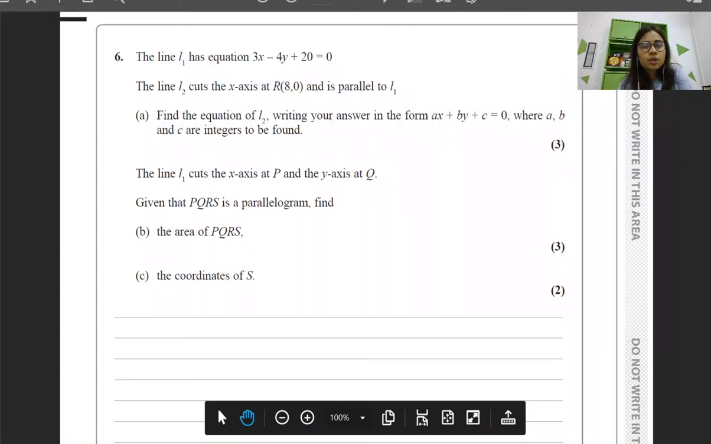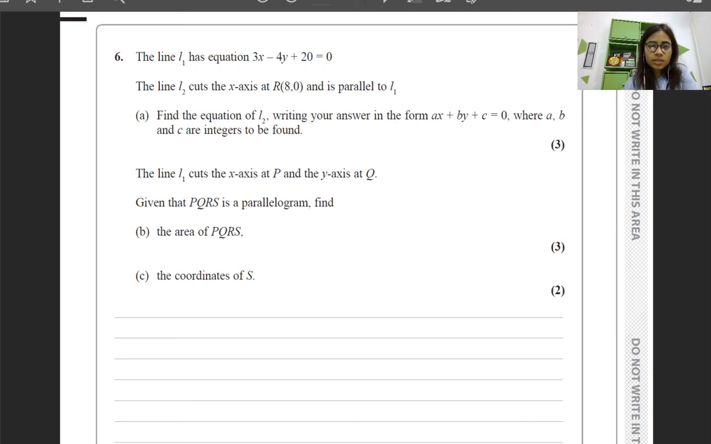So now we will solve question number 6. In this question, it says that the line L1 has equation 3x minus 4y plus 20 equals 0. The line L2 cuts the x-axis at R and is parallel to L1. Part A says find the equation of L2, writing your answer in the form ax plus by plus c equals 0, where a, b and c are integers to be found.